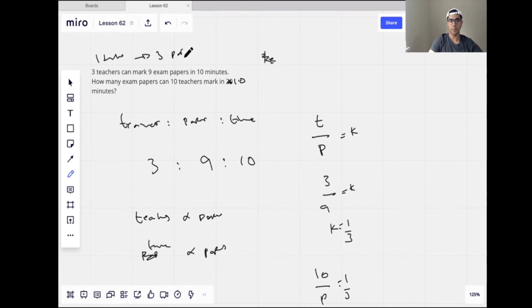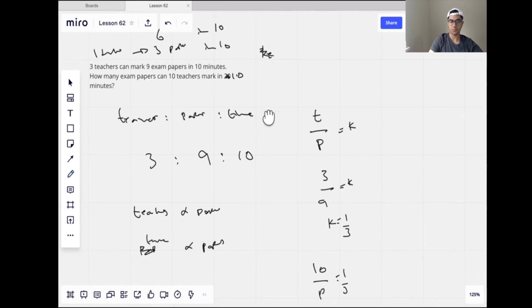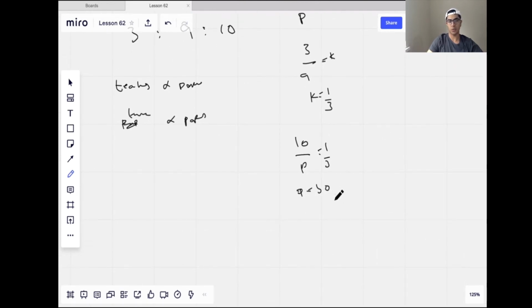And now we have a question about 20 minutes. Well, in 20 minutes they can do double, so that's just 2 lots of 10 minutes. So 1 teacher would mark 6. So if the number of papers marked by 10 teachers is 30 in 10 minutes, it must be 60 in 20 minutes. That's how you do a question like that.